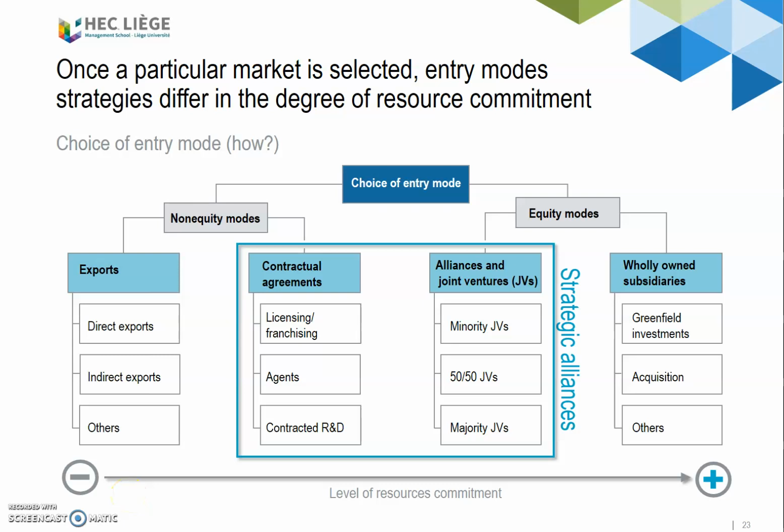So after deciding where, you need to decide how you're going to enter. And actually, you have different types of ways to enter a market. The big difference between the different modes is the level of resource commitment, from a very low level of financial resource commitment to a very high level. So you have two big modes, the non-equity modes and the equity modes.